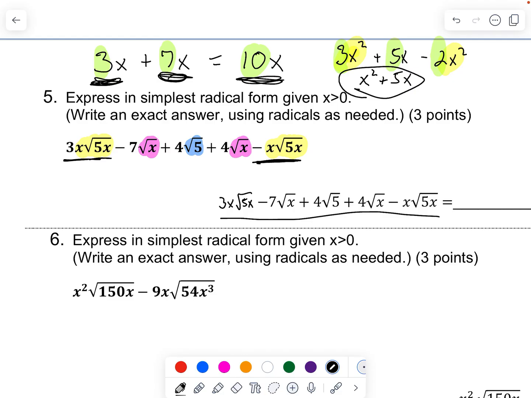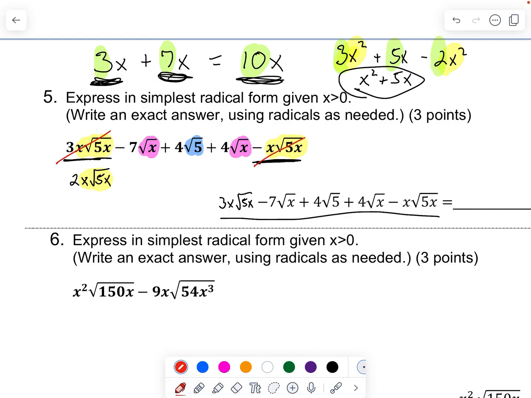So I have 3 of the x square roots of 5x minus 1 of the x square root of 5x is going to give me 3 minus 1 is 2. So I'm left with 2 of the x square root of 5x's. Okay, I got 2 of those. 3 minus 1 gives me 2. I got those taken care of.